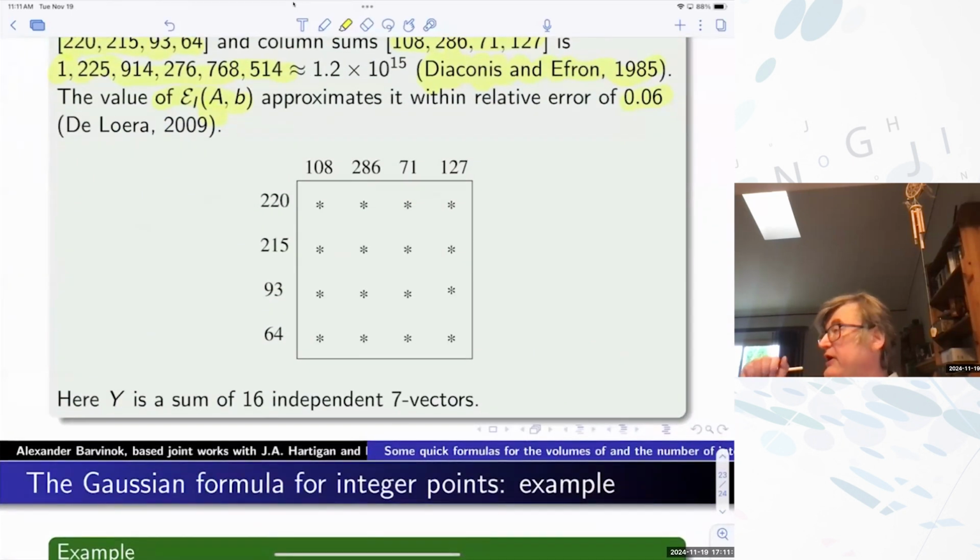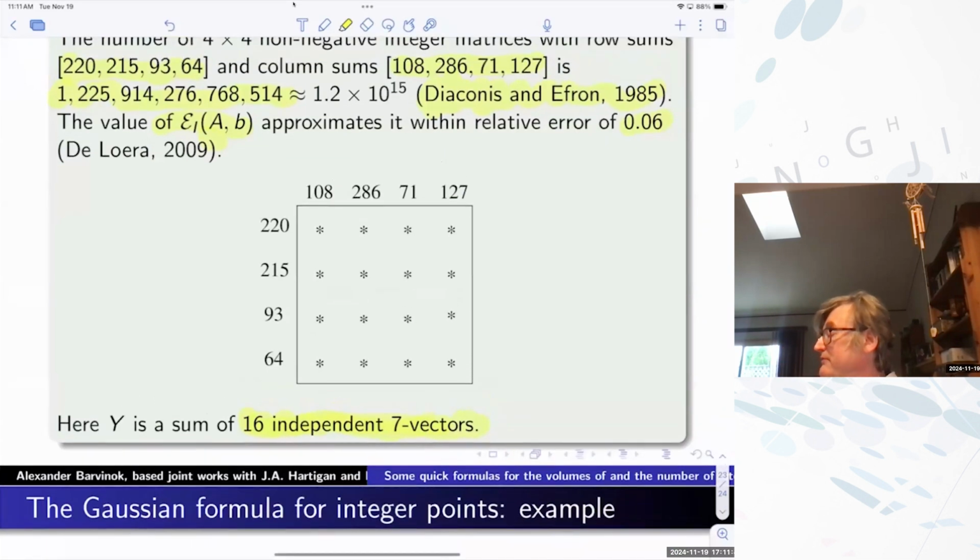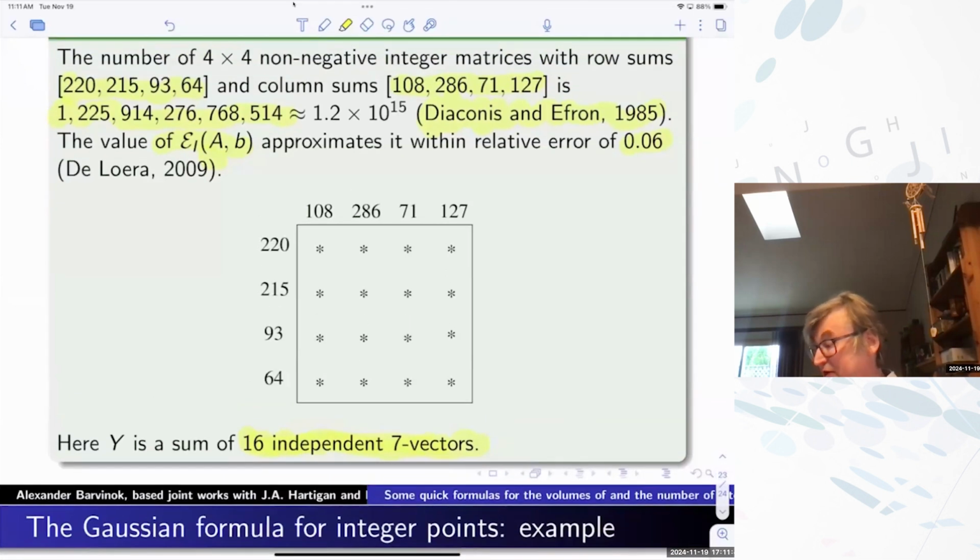So what happens here is that we say that we have a sum of 16 independent 7-vectors, right? And we kind of gamble that it's close to a Gaussian. And that gamble, well, up to 6% error, turns out to be pretty reasonable, right?